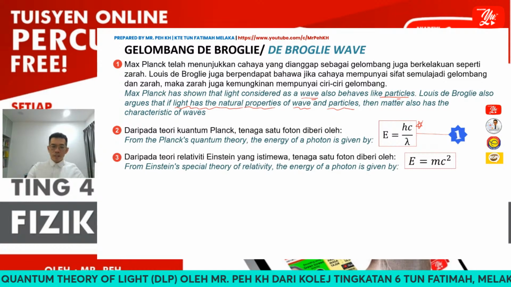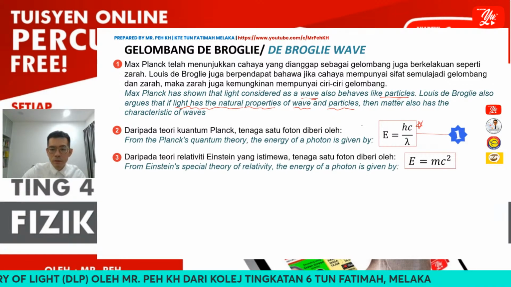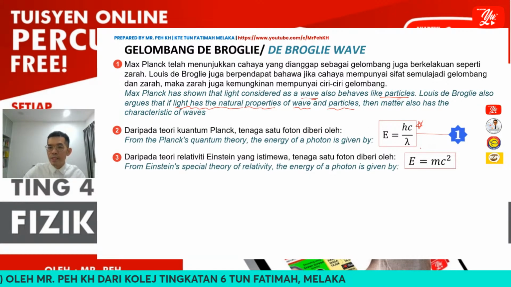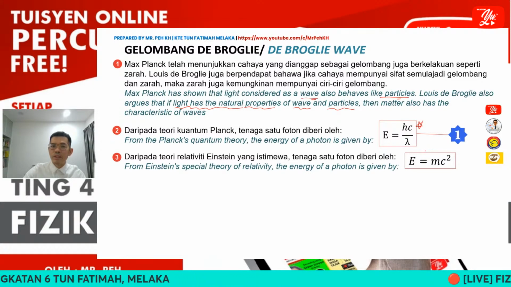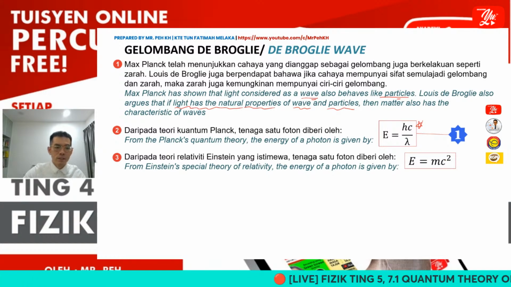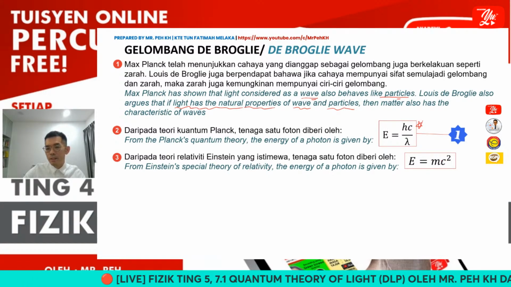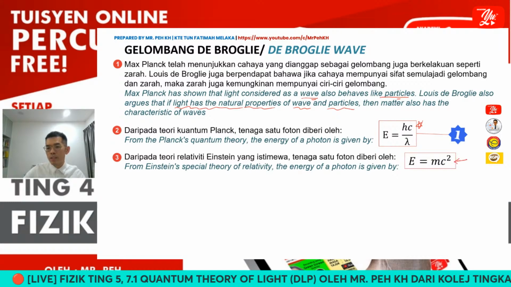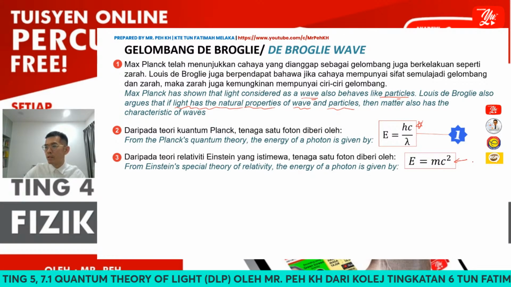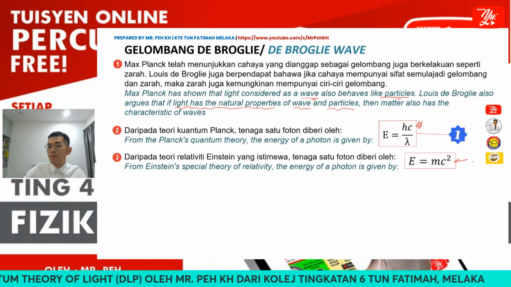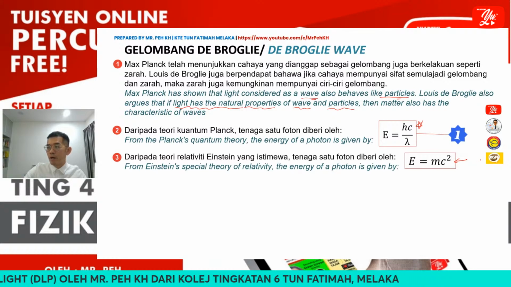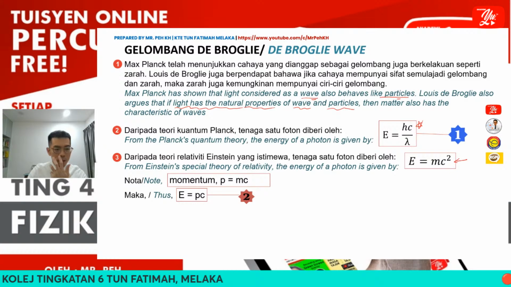Okay, then the second equation we are going to relate is E equal to mc squared. This is from Einstein's special theory of relativity, and this E equal to mc squared is actually the nuclear energy formula you learned already in chapter 6, form 5. It's the previous chapter you learned already.